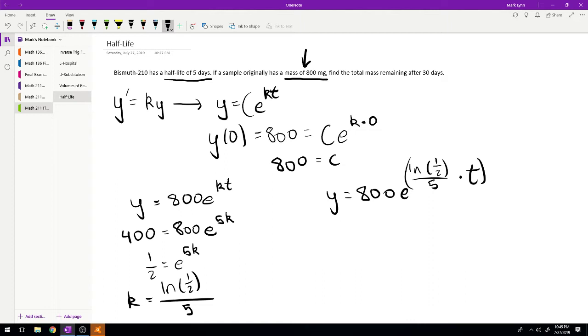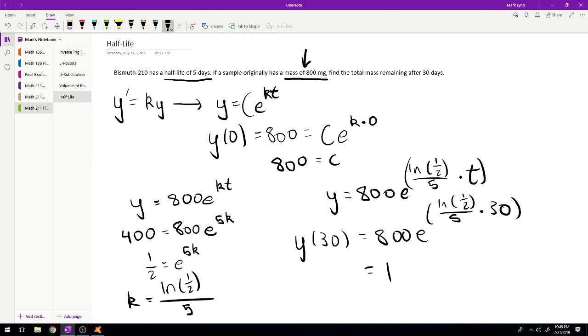Notice this is all an exponent of the e. Now finally, I can figure out how much I have left after 30 days by plugging that in for t. And throwing that into my calculator, I will find that we have a total of 12.5 milligrams left after 30 days.